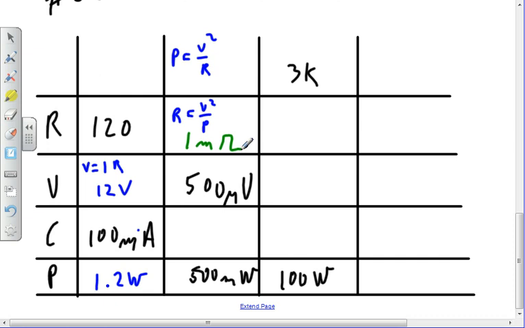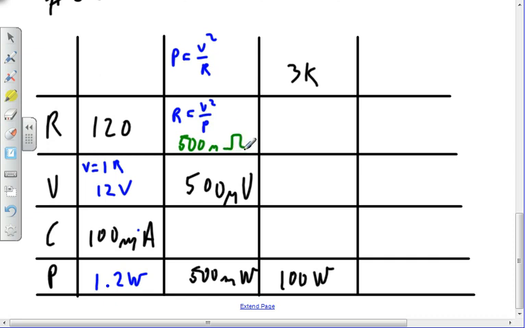I forgot to square the voltage. Yes, I forgot to square the voltage. Okay. Let's try it again. 500 double E minus 6 squared divided by 0.5 equals. Okay, that's much better. 500 nano-ohms. Oh, gee. You talk about a low number. Now, 500 nano-ohms, that is a short. I mean, that's like nothing.